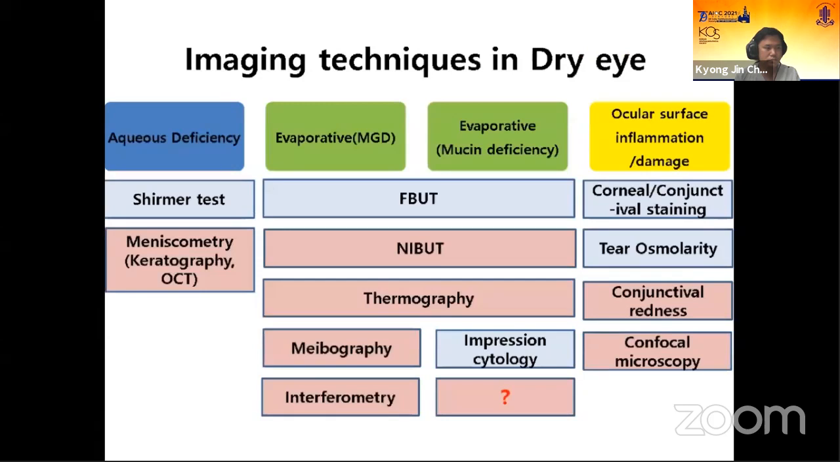Various imaging tests are performed to diagnose and classify dry eye syndrome. Examples include meniscometry such as keratography or OCT, non-invasive break-up time, meibography, and interferometry tests.